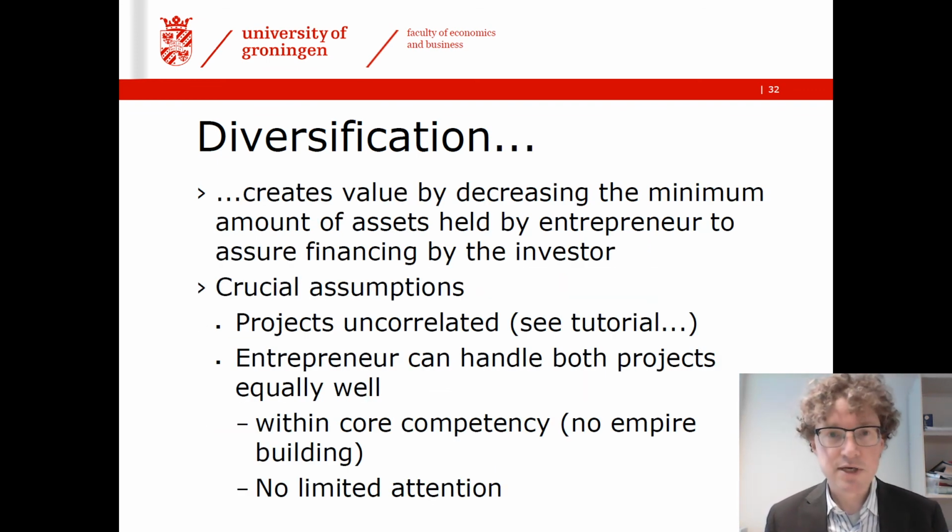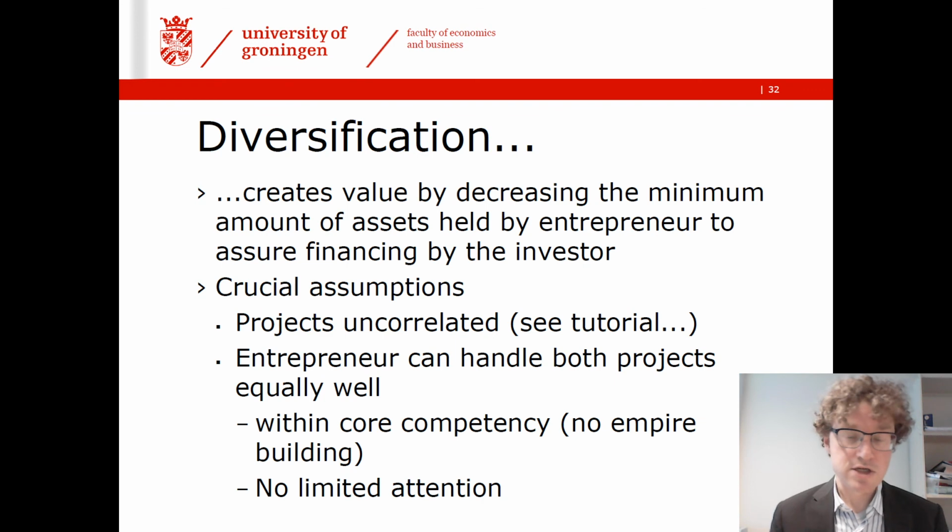So basically what happened here is we create some value because we succeed in carrying out both these positive NPV projects. How did we do this? By decreasing the minimum amount of assets, from A bar to A double bar, a lower value, so that in this new setup the investor is convinced that the entrepreneur still has the incentives, due to this cross-pledging, to work on both projects.